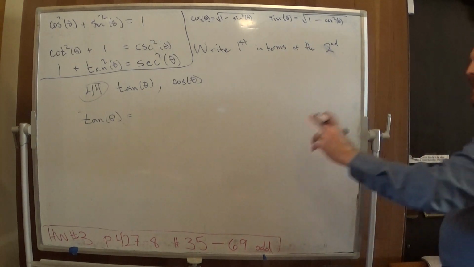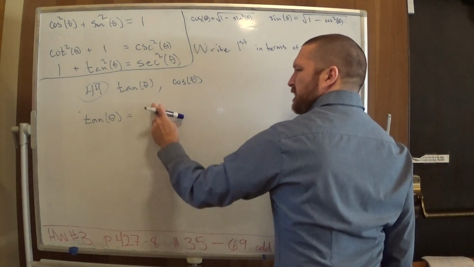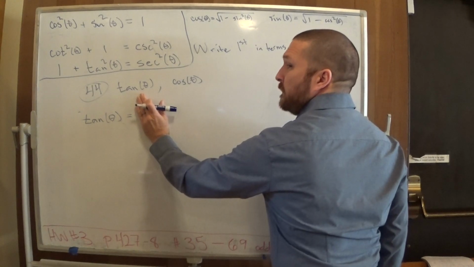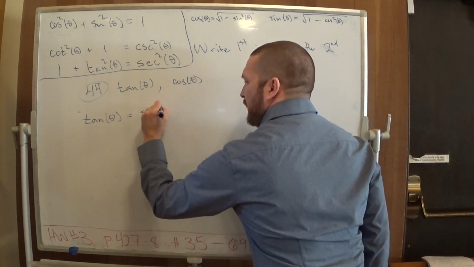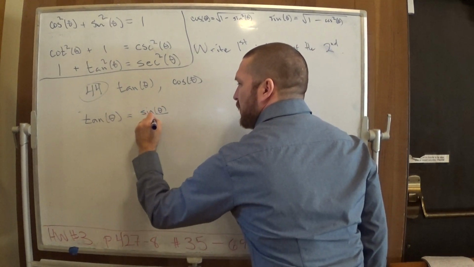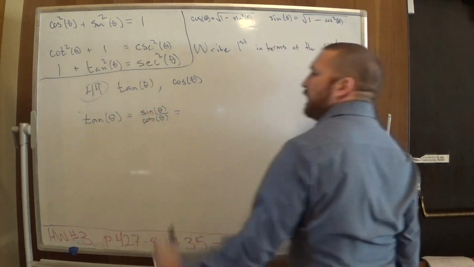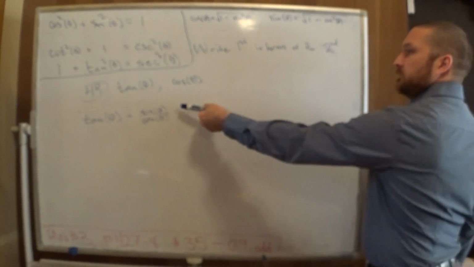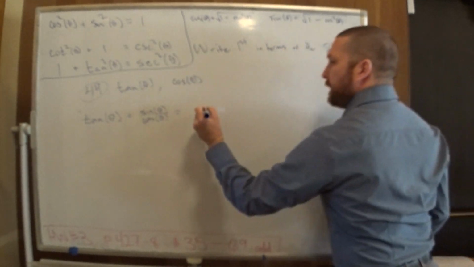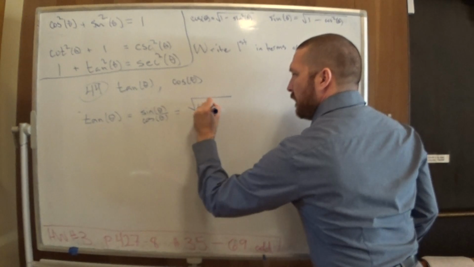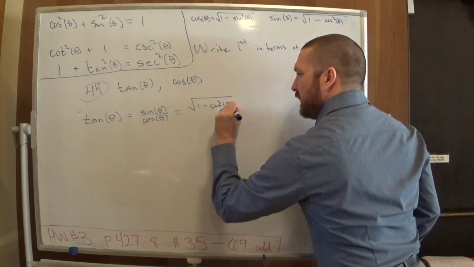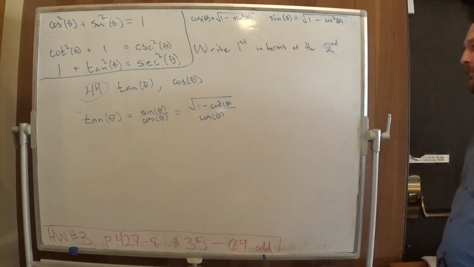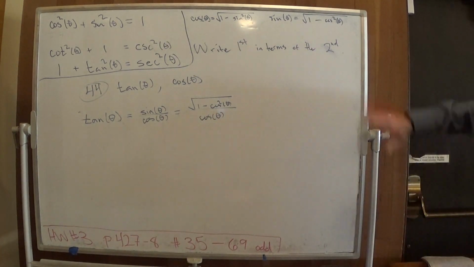And so you said I could write tangent in terms of what? Sine and cosine, so which one goes on top? Sine goes on top. Sine theta over cosine theta. And now what do I do? The square root of 1 minus cosine squared theta, over cosine theta. Is that entirely in terms of cosine theta? Yeah. There are no other trig functions in there.